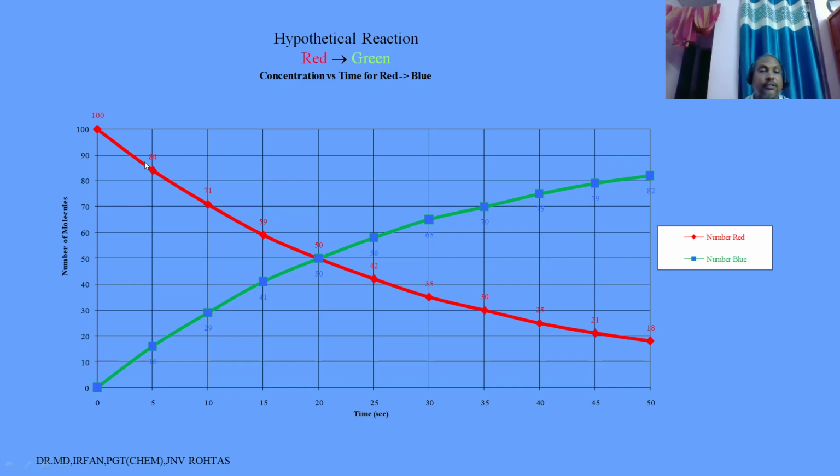Since the concentration of a reactant always decreases, it is red. See that in this graph its concentration is decreasing as the time increases. Similarly, as you know, the concentration of product always increases. Therefore, as time increases, the concentration of product will also increase.